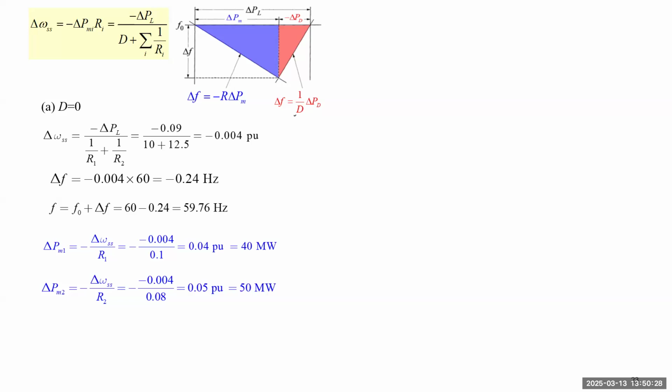40 plus 50 will be exactly 90 megawatt. So this determines that if I have to change load by 90 megawatt, the change will be distributed among the two units. The first unit will take over 40 megawatt change, and the second will take a 50 megawatt change. The change due to the frequency is 0 because there's no frequency dependent load.